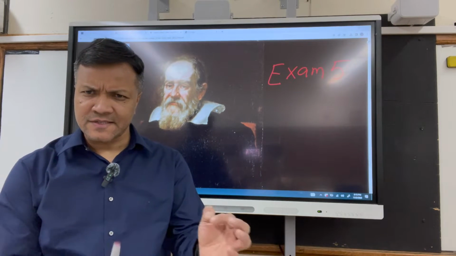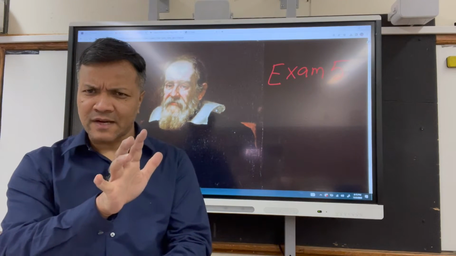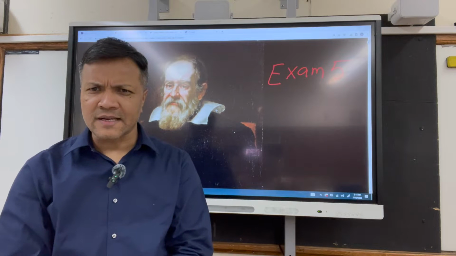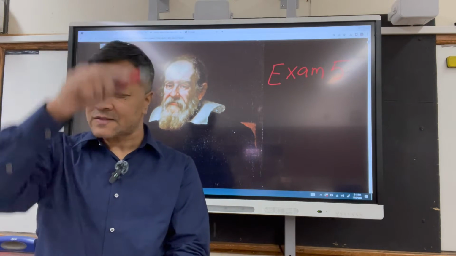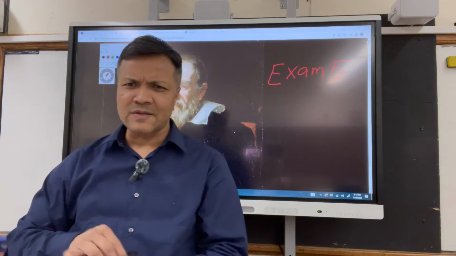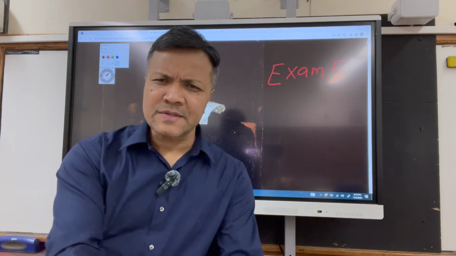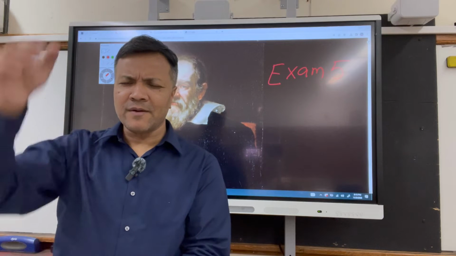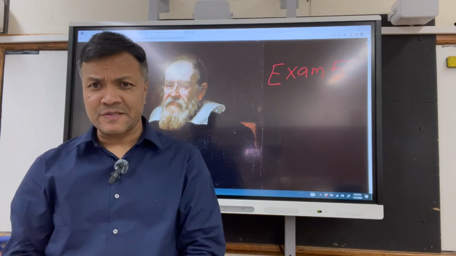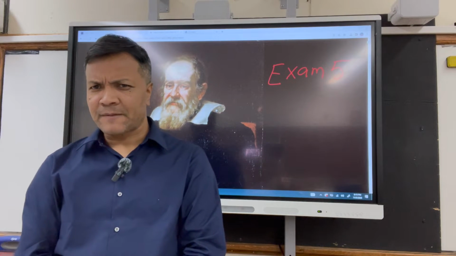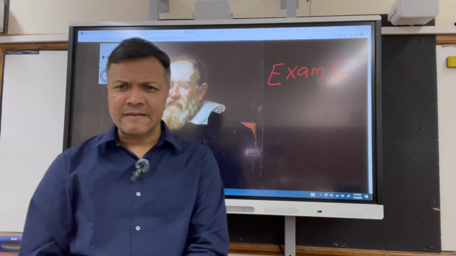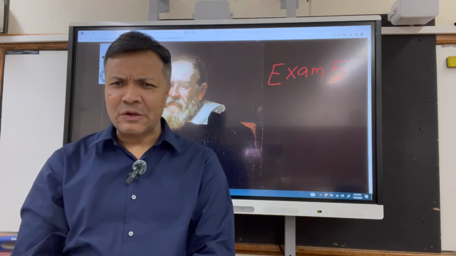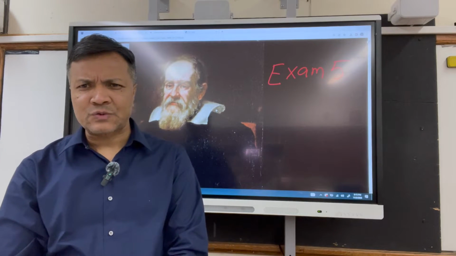The second idea: the distance of a falling object increases quadratically. You can say d is equal to half at squared. The velocity, or you can say speed, of a falling body increases linearly, and you can say Vf is equal to Vi plus at. And the acceleration of a falling body remains constant, and you can say acceleration is 2d over t squared.